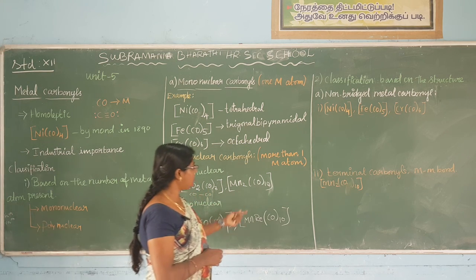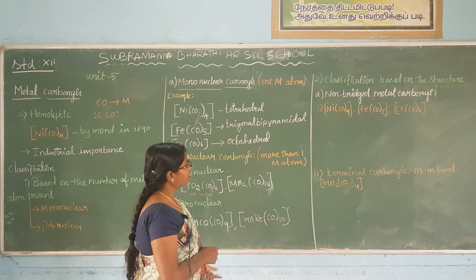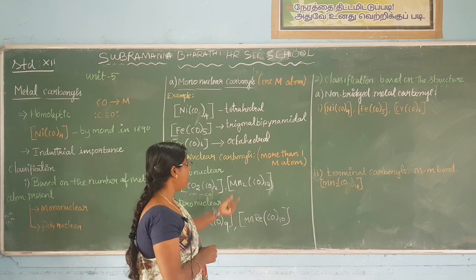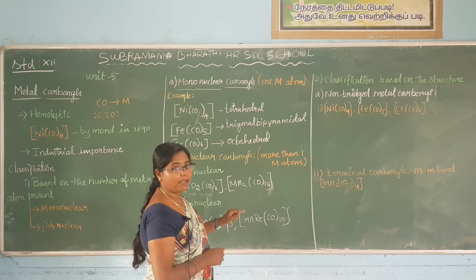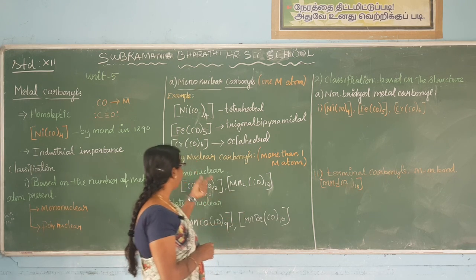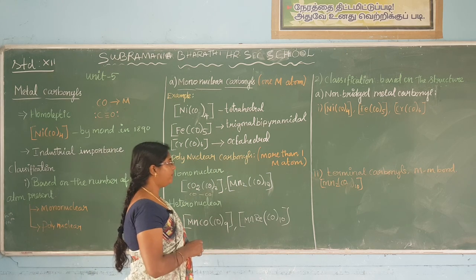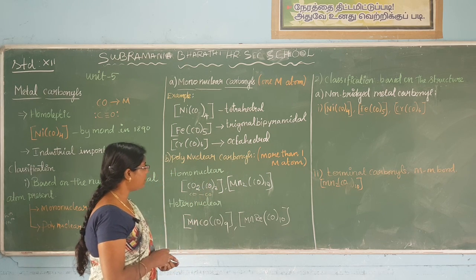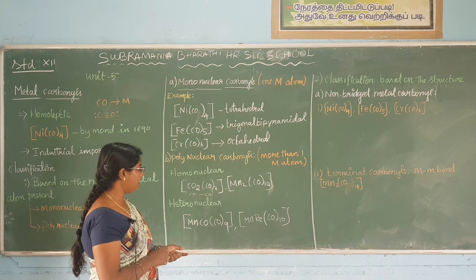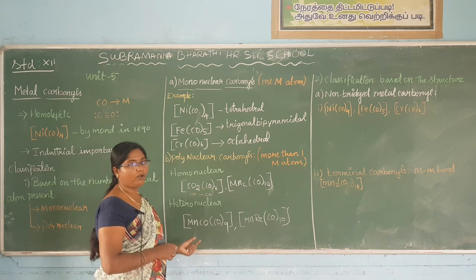Then the next one is dimanganese decacarbonyl. Here also they will have the same metal atom, but they are having 2 metal atoms in this. So it comes under polynuclear carbonyl. Then the next one is heteronuclear carbonyl. Heteronuclear carbonyl in the sense the metal atoms will be of different kinds.